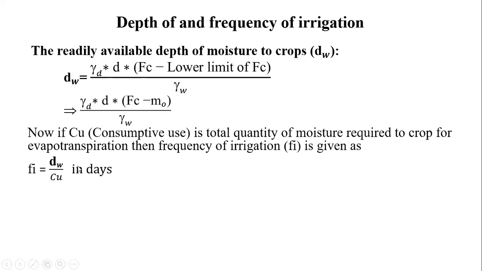Another one I will go for. Suppose that 4 units is the depth of moisture which we have maintained during an irrigation, and the consumptive use, that is the total quantity of water required for that crop for its growth, is 2 units per day.